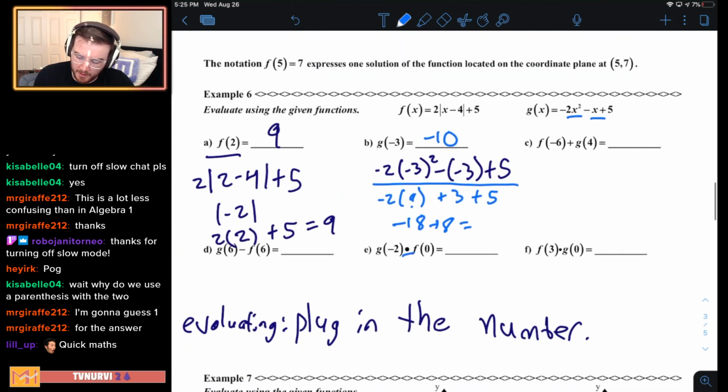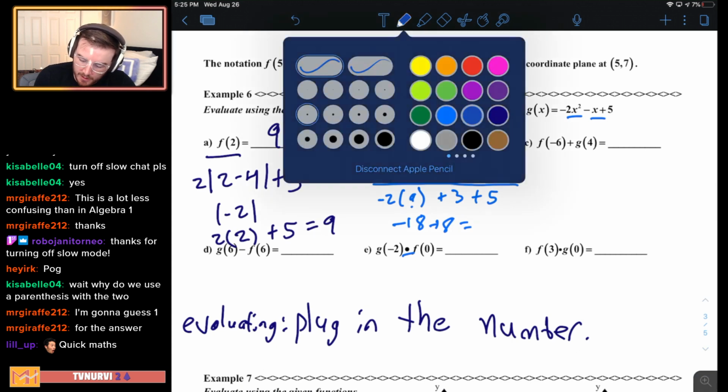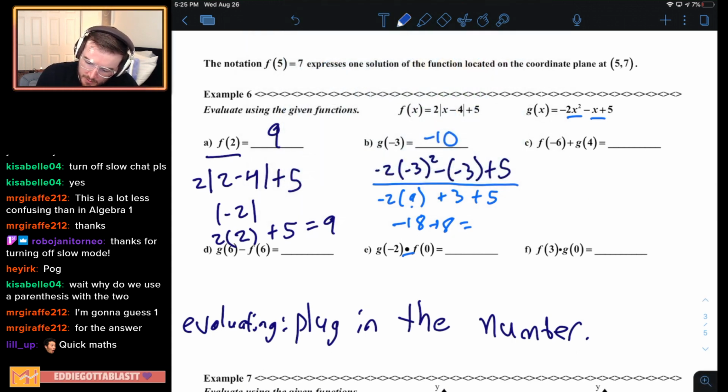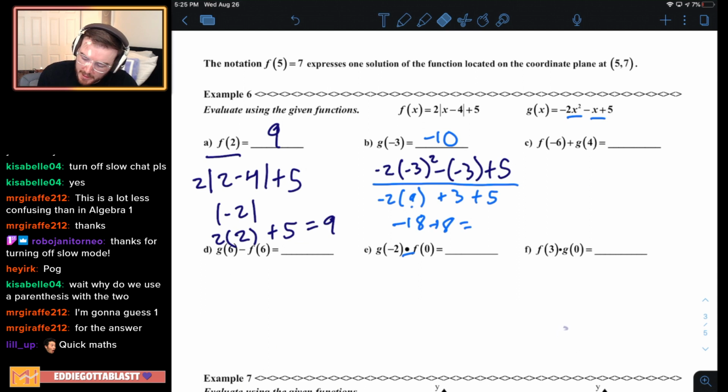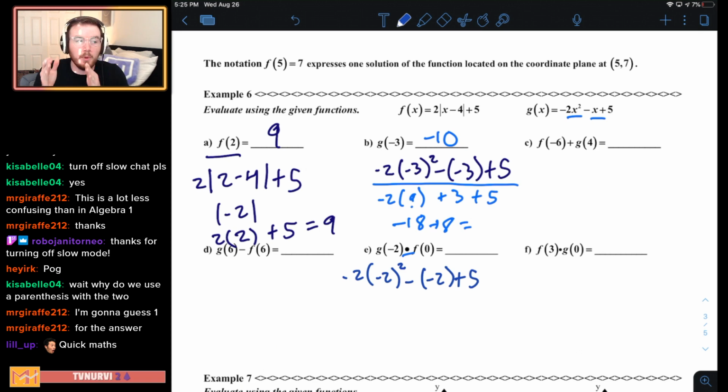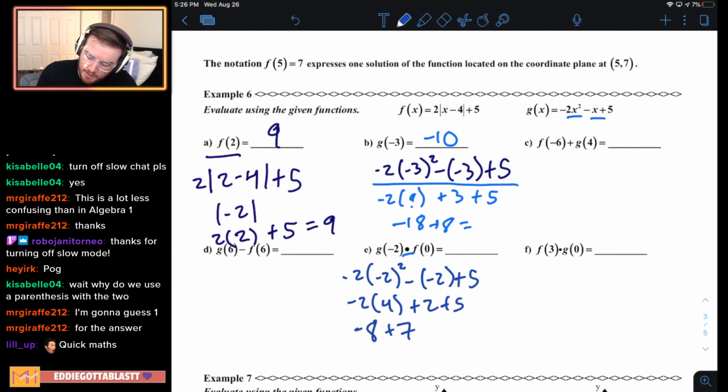Let's spice it up here. Let's do this one here. G of negative 2. I'm going to erase this so I have room to write. G of negative 2. So negative 2 times negative 2 squared minus negative 2 plus 5. Let's do that part first. So I get negative 2 times 4 plus 2 plus 5, which is negative 8 plus 7, which is negative 1.